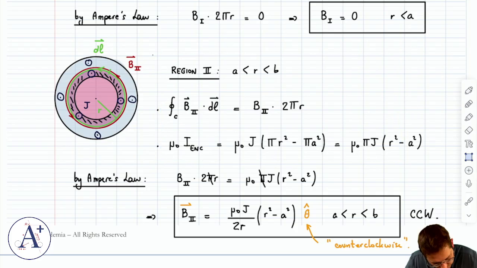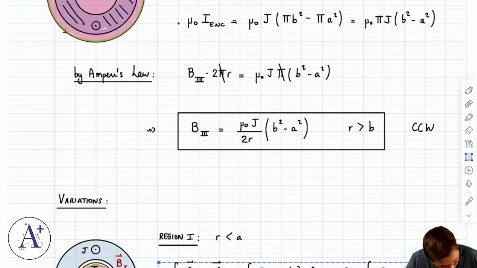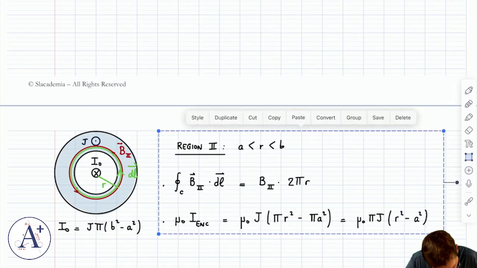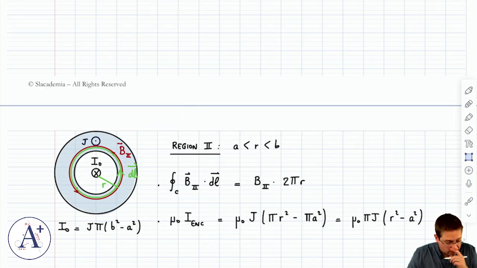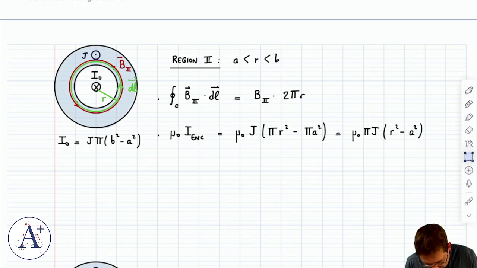Okay, so in region 2, we wrote this. Now, there is no difference between what we wrote before and what we are going to write now when it comes to the integral. It's still going to be B2 times 2 pi r. The integral doesn't know what region we're in. It just knows that dl is counterclockwise, B2 is counterclockwise, so it's going to be B2 2 pi r at the end of the day. However, I encircled is going to be different.